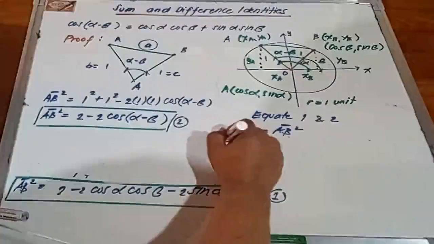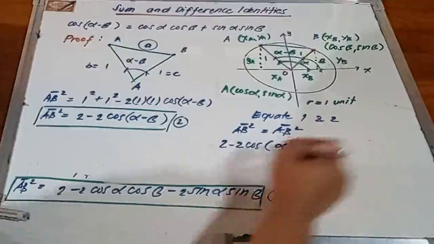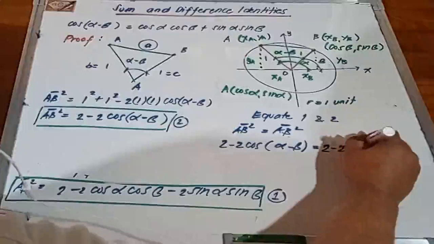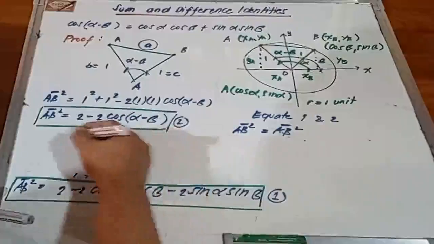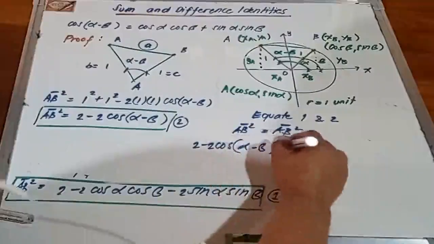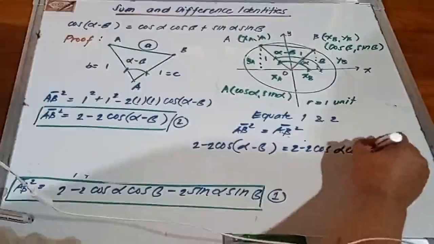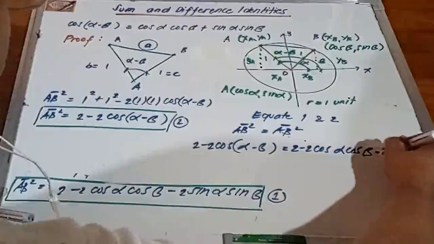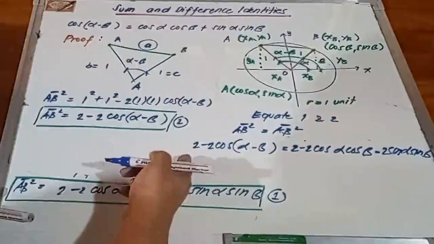So, AB squared dito, we have 2 minus 2 cosine alpha minus beta equal to AB squared here. AB squared here is 2 minus 2 cosine alpha minus beta is equal to 2 minus 2 cosine alpha cosine beta minus 2 sine alpha sine beta. Okay. So, galing ko na to.